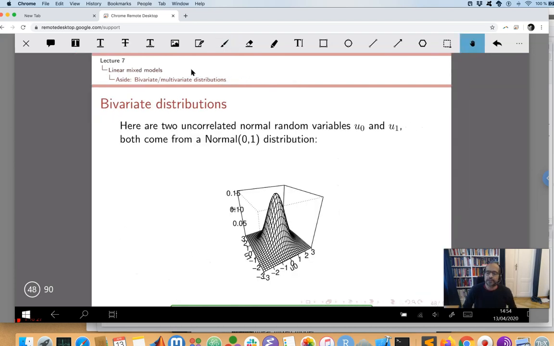Now I want to quickly tell you about what a bivariate distribution is like, how you define a bivariate distribution. Bivariate distributions are something that we encounter all the time. For example, our height and weight is correlated, right? So that's a bivariate situation.